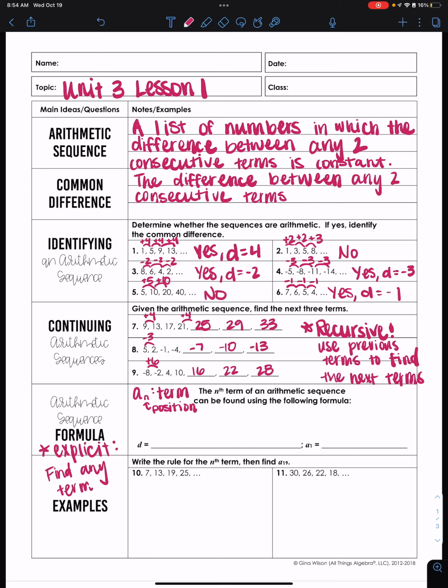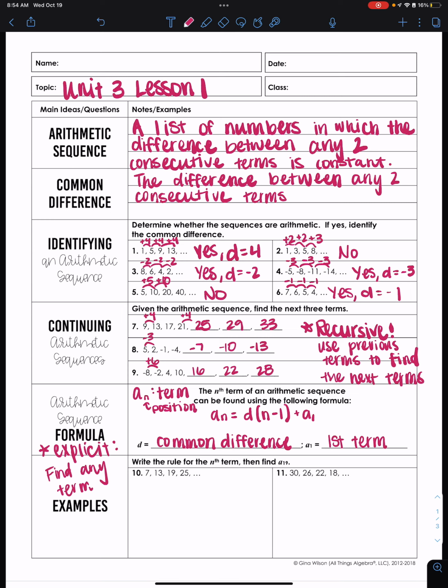So if I want to find the nth term, I'm going to have a sub n equals. We're going to take our common difference and multiply it by n minus 1, and then add our first term. And so d we already know is our common difference. And then a sub 1, when we think about that, the subscript 1 means we're talking about our term in the first position, so our first term.